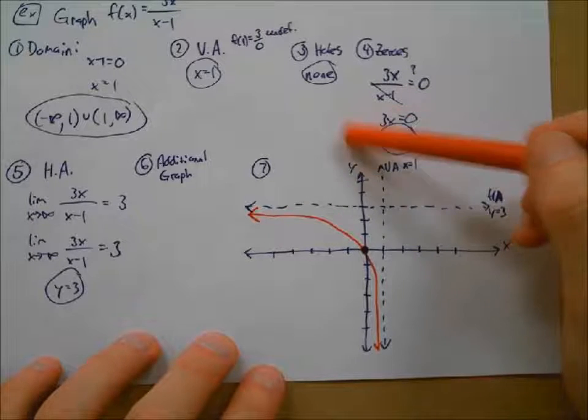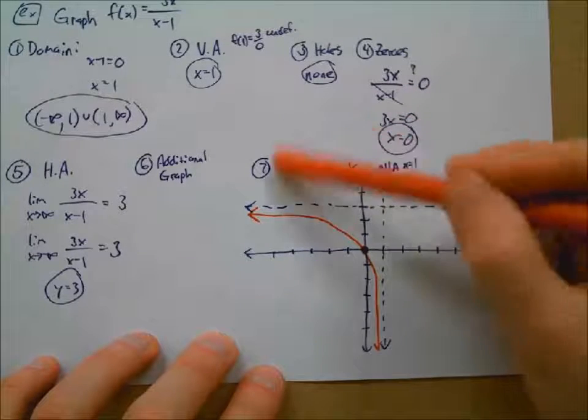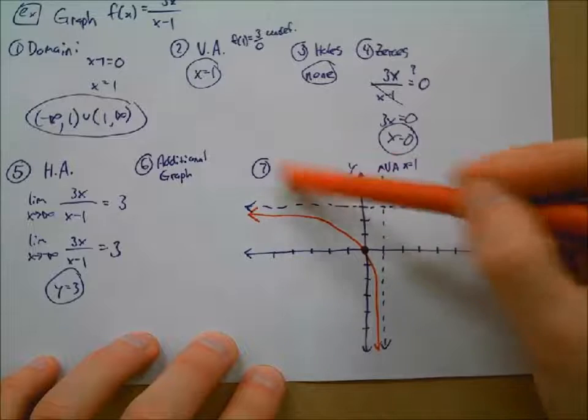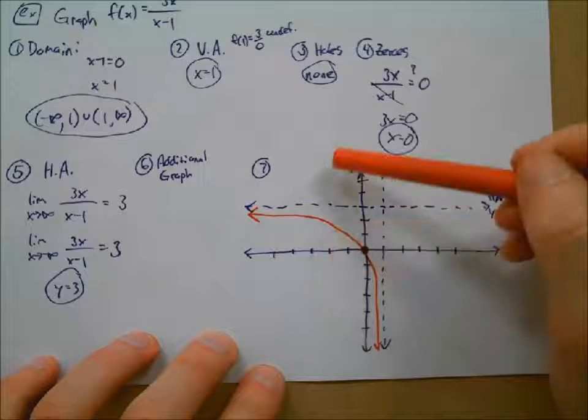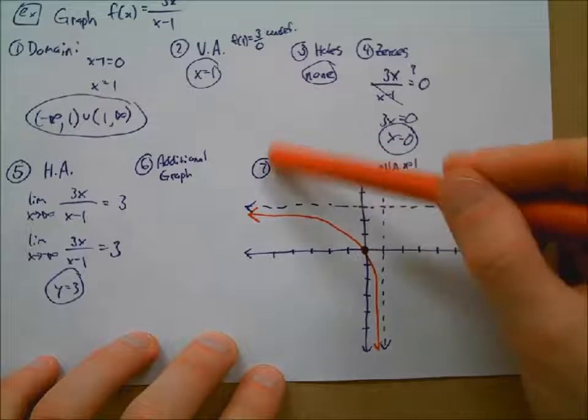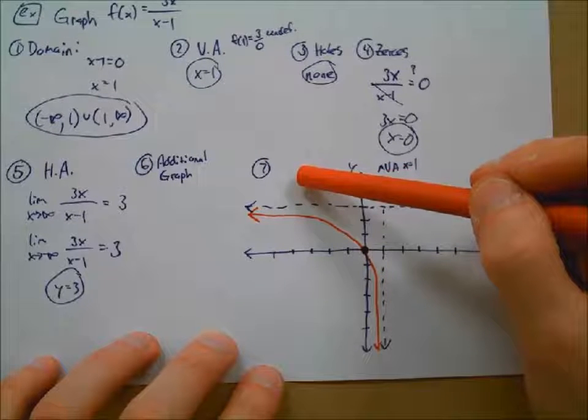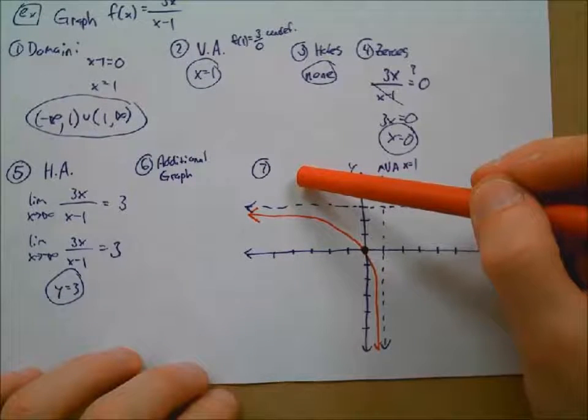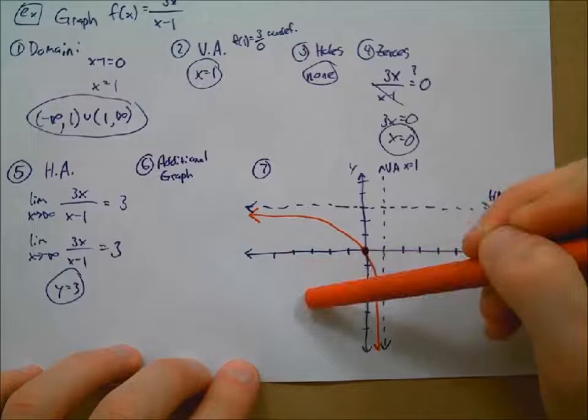Are we going to have any of our graph show up here above our curve that we've already drawn? Will we have any graph up here? Why not? It wouldn't be a function anymore, would it? It would fail the vertical line test, right? So we know we don't have to worry about anything here.